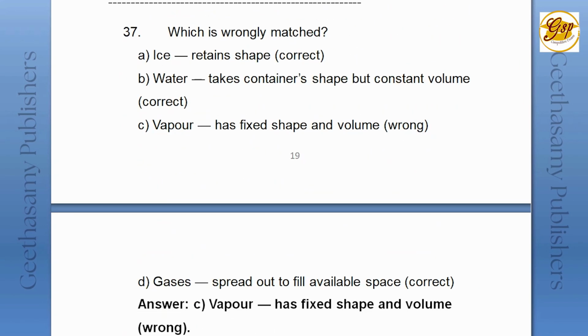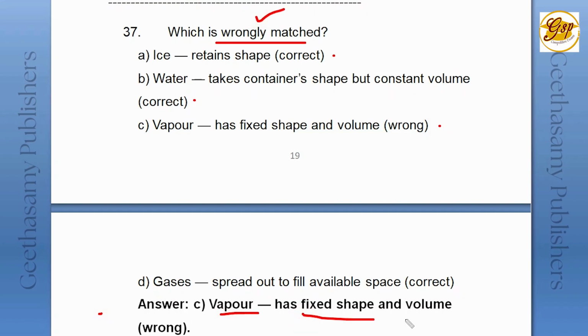Fine. 37th question, which is wrongly matched? Ice retains shape, correct. Water takes container shape and constant volume, correct. Vapor has fixed shape and volume, wrong. Gases spread out and fill available space, correct. So the wrong statement is C.